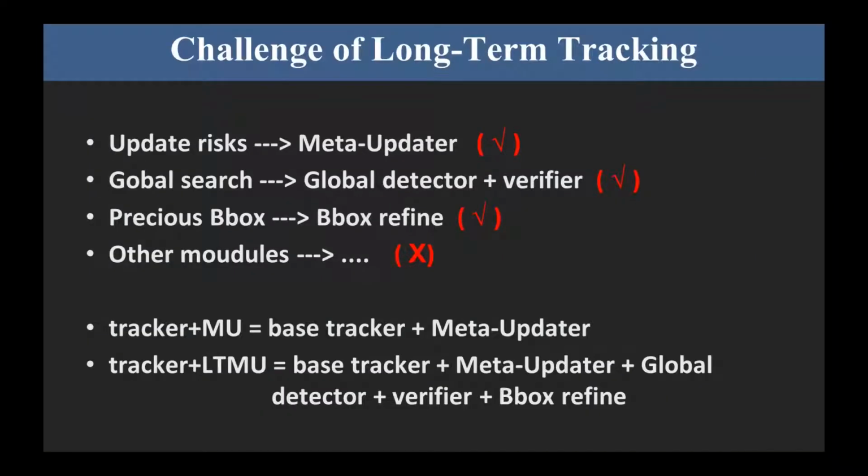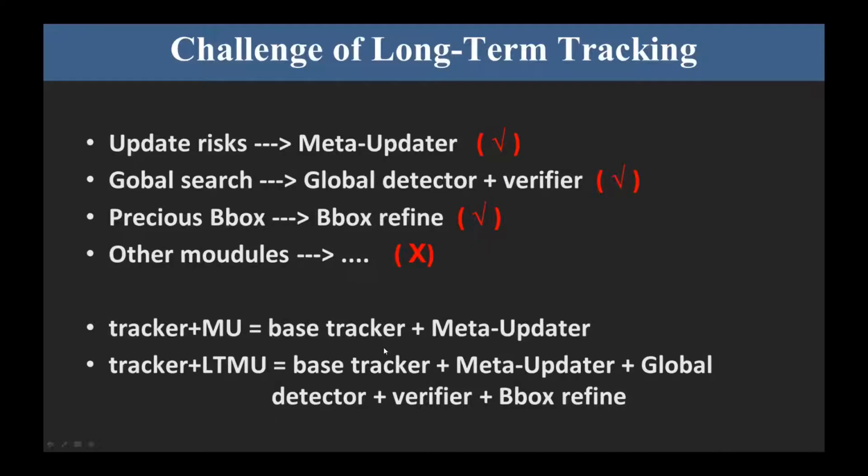With the metadata tracker, short-term trackers can update well in long-term datasets. But when the target disappears, it is still difficult to re-detect it. So we need a global detector to detect the candidate bounding boxes on the whole image, and then use a verifier to verify every candidate box. Some short-term trackers' scale estimates are not good, so we also need a bounding box refinement.